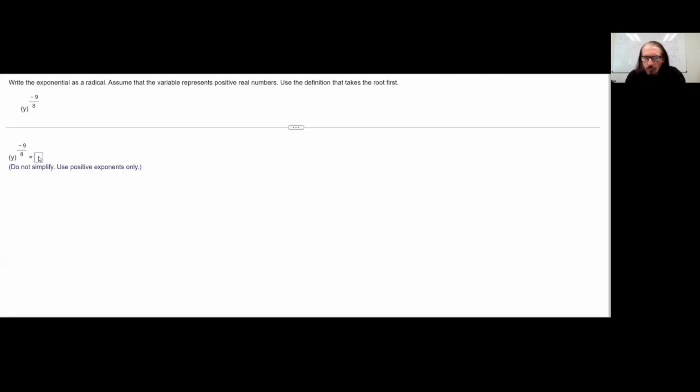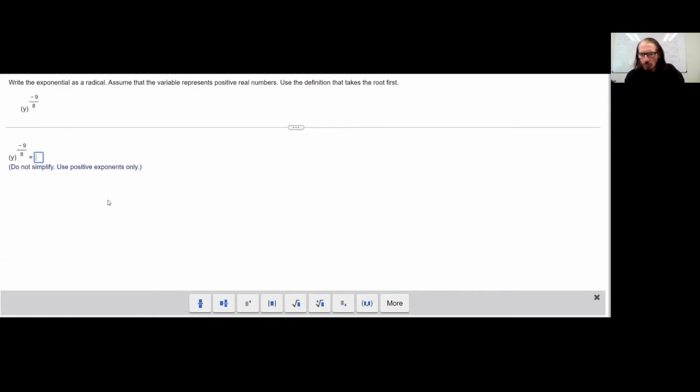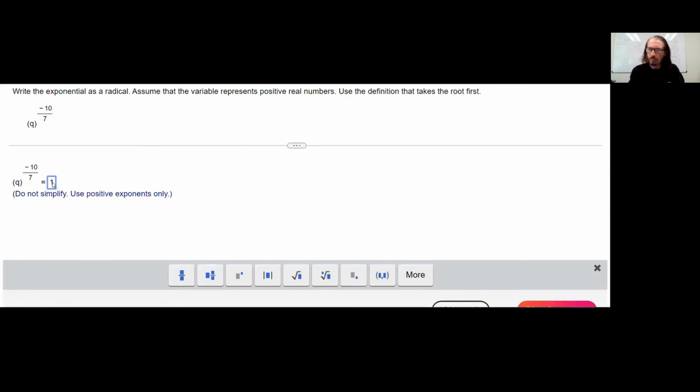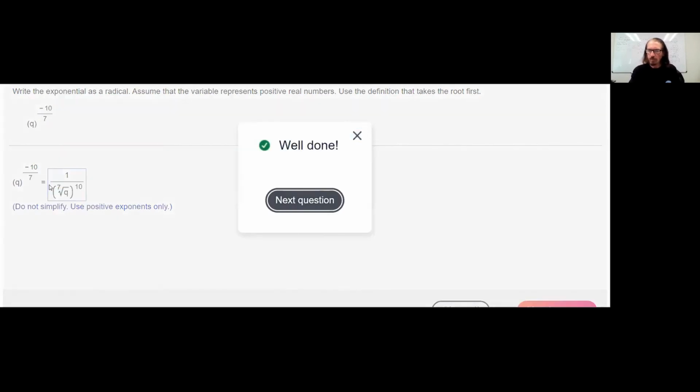All right, here we have one with a variable, and I'm going to show my work and then the final answer, then erase the work. We've got q raised to the -10/7. First, moving that to the denominator, changing the sign of the exponent, and then they want us to express that as a radical. So they also say use the definition that takes the root first. We'll have the 7th root of q, and then that whole thing is going to be raised to the 10th power. So now erasing that work, checking the answer, and it's good.